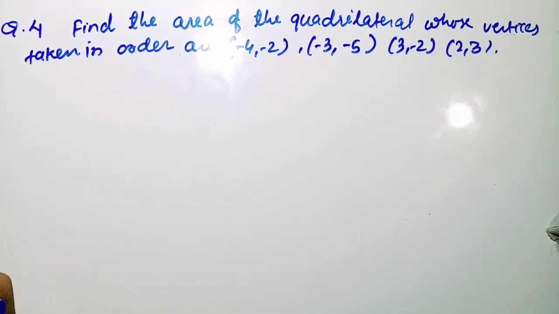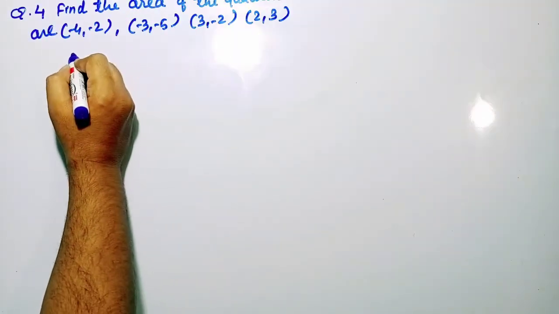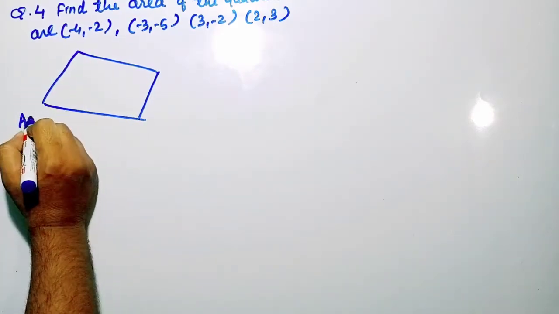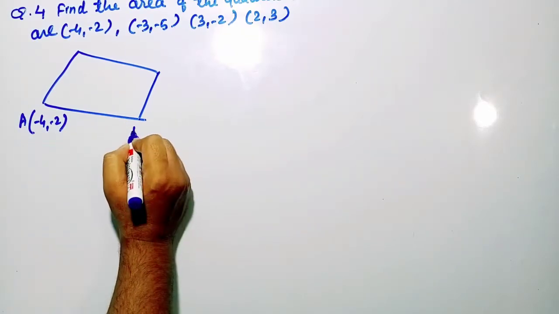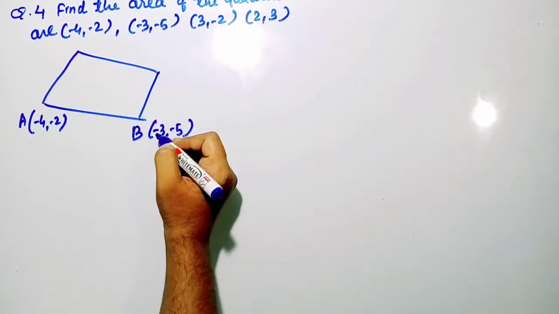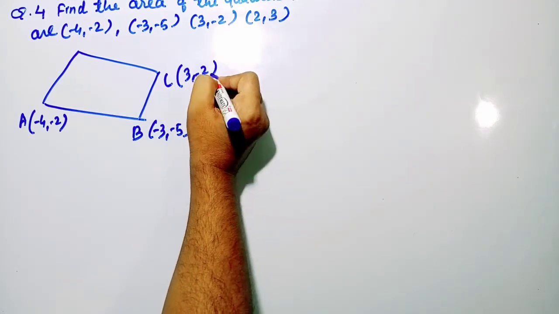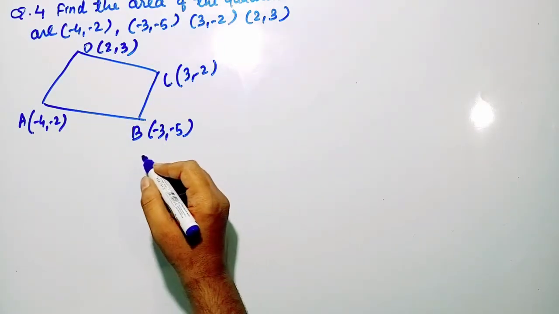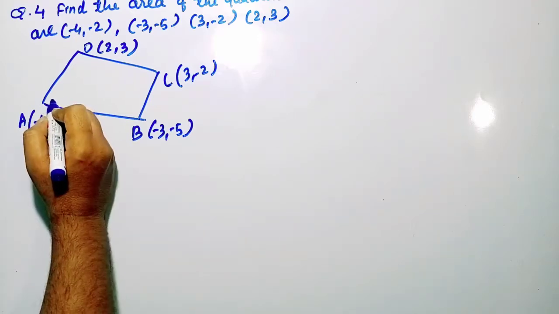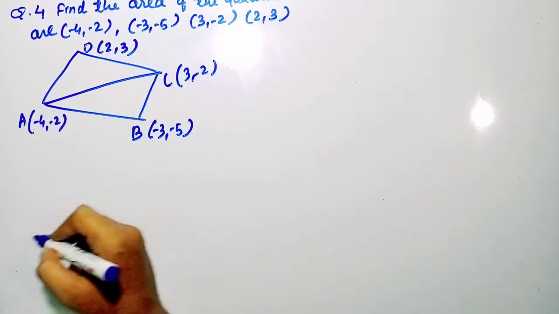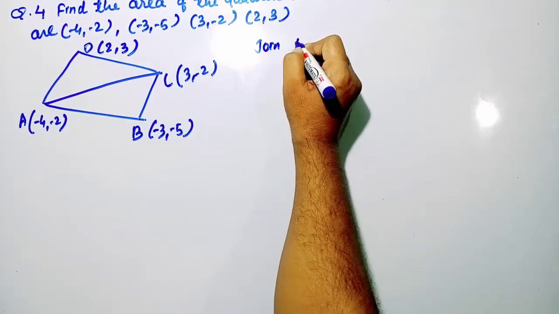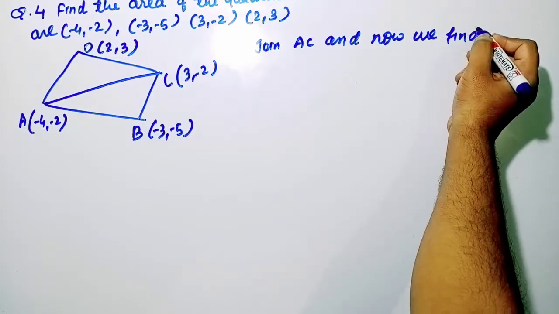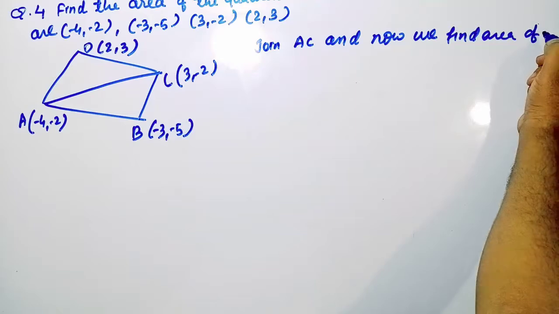Now moving to the next question: find the area of the quadrilateral whose vertices are given. Suppose the vertices are A (minus 4, minus 2), B (minus 3, minus 5), C (3, minus 2) and D (2, 3). Directly we can't find the area of a quadrilateral, so we draw a diagonal AC. Joining AC, we get two triangles, and by the sum of these two triangles we can get the area of the quadrilateral.